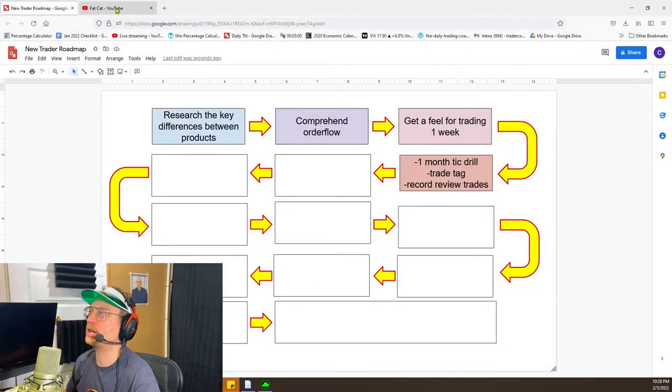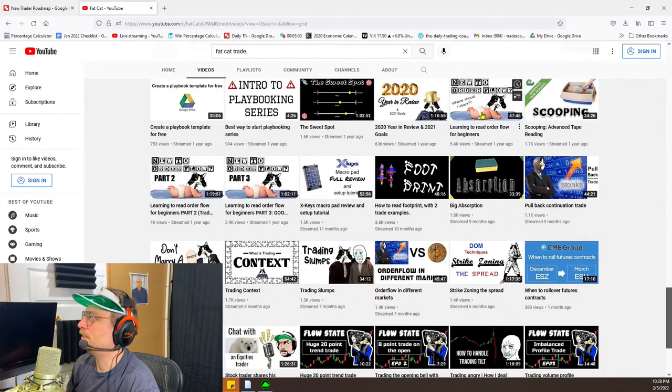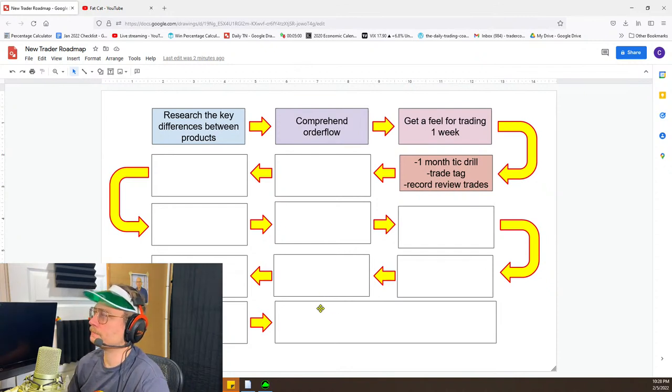I definitely suggest when you do the tick drills, watch my Strike Zoning the Spread video down here. So watch these videos in that order, and then watch the Strike Zoning the Spread video, so that way you can see what I'm looking at, why I'm looking at what I'm looking at, and how I have my DOM set up, and why it's set up the way it is.